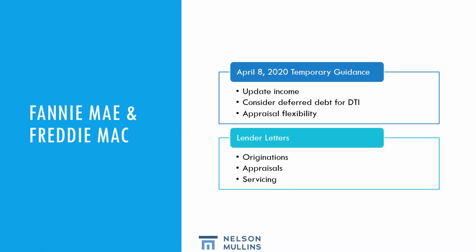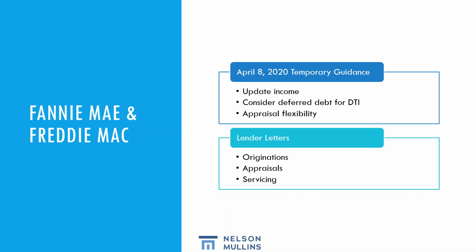We also have looked at guidance from the GSEs, Fannie Mae and Freddie Mac. They have been issuing lender letters, nothing specific to modifications, but addressing originations, appraisals, and servicing. There have been different documentation requirements. On April 8th, they issued some more specific temporary guidance answering questions that stemmed from these lender letters.